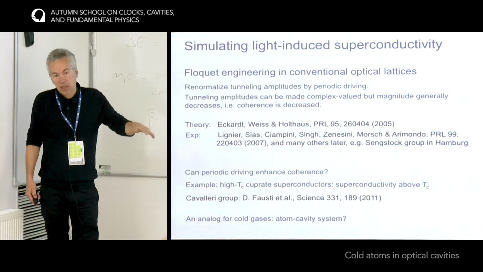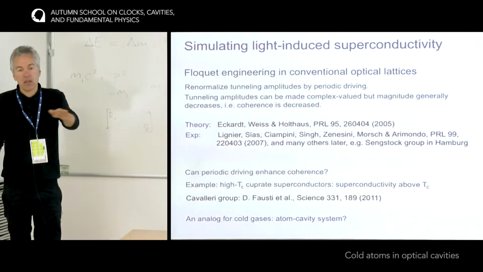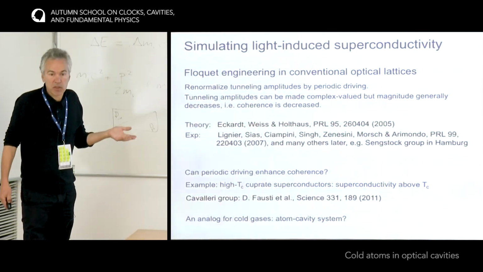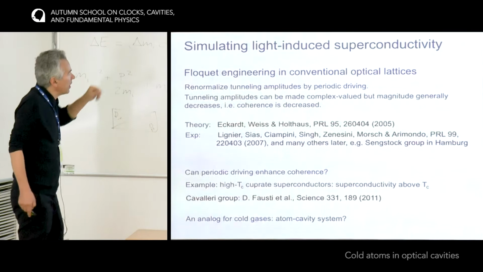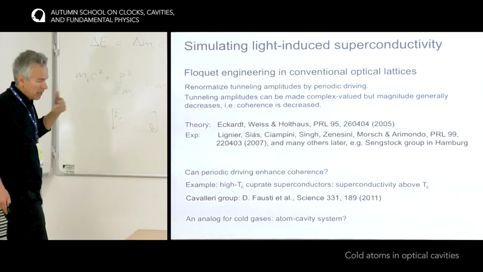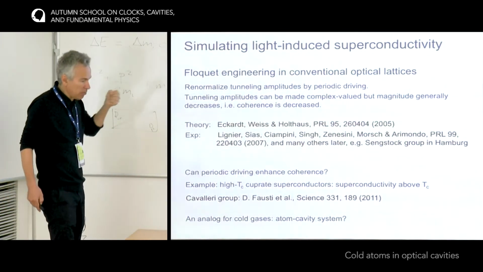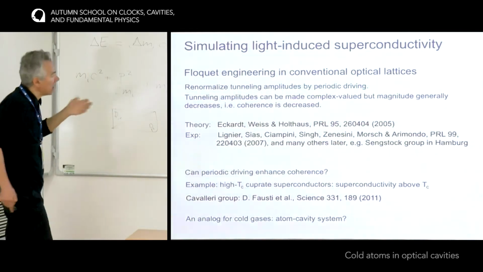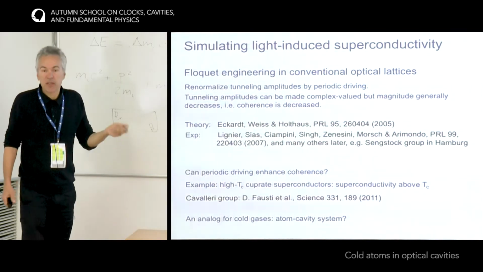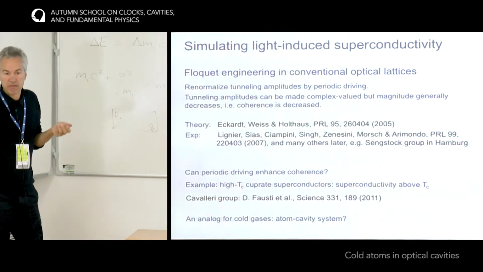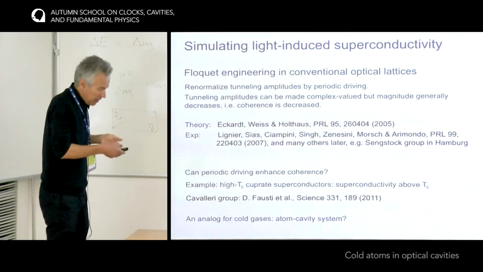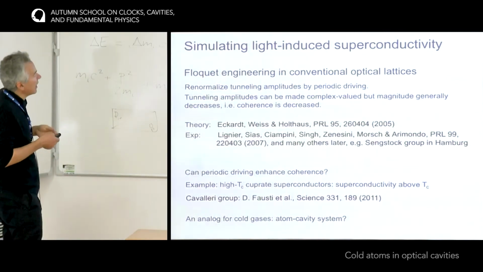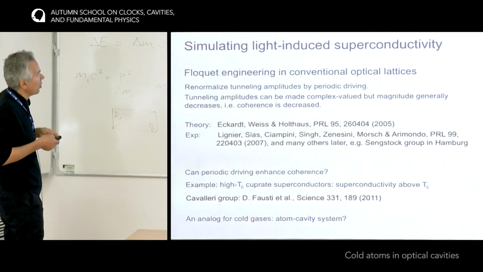The typical band structure in the lowest band of an optical lattice necessarily has trivial topology. So by introducing phases that come with tunneling processes induced by shaking the lattice, you can make much more interesting and complicated effective lattice models. That's something that has been done in conventional optical lattices for a long time.